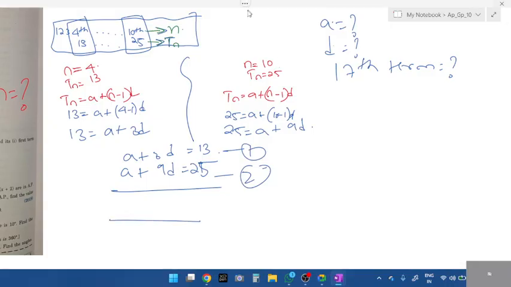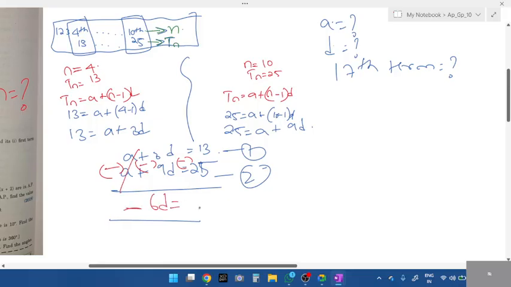Which one shall we eliminate? The A value. Just change the signs. What do you get, Lemula? Plus 12 or minus 12? So are we getting positive or negative? D is equal to 2. Substitute in the first equation and find the value of A.